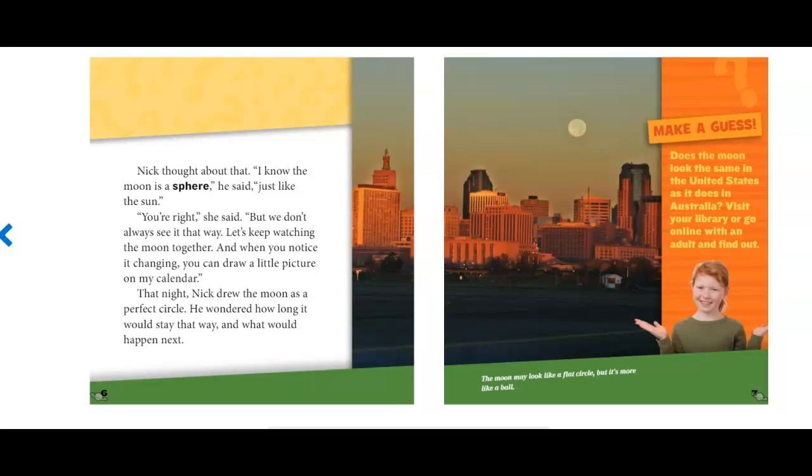Make a guess. Does the moon look the same in the United States as it does in Australia? Visit your library or go online with an adult and find out. The moon may look like a flat circle, but it's more like a ball.